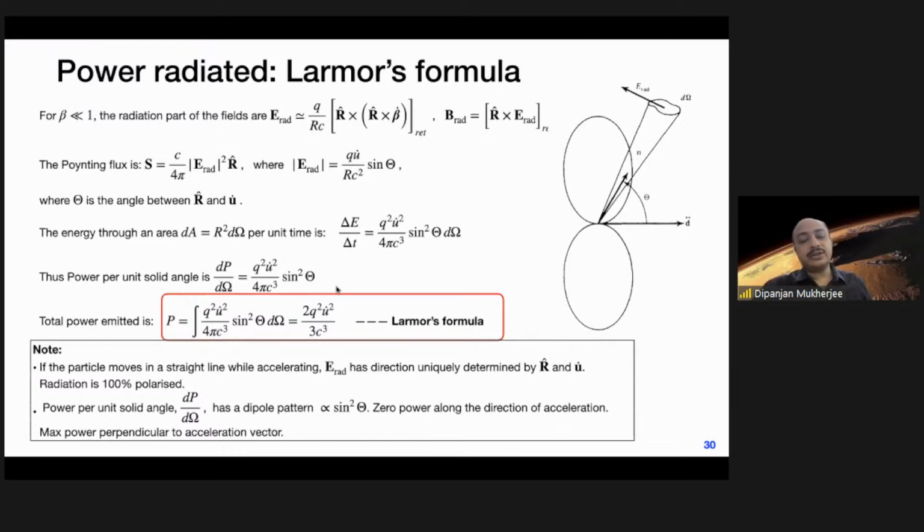So power per unit solid angle has this sine square theta term, and this is called the dipole formula because it looks like two lobes. The power is zero along the acceleration vector and maximum perpendicular to the acceleration vector. So this Larmor's formula is pretty powerful, because in any given situation, if you can find out the trajectory of the charges and map out this acceleration vector, you can find out the total power. So this is quite powerful.